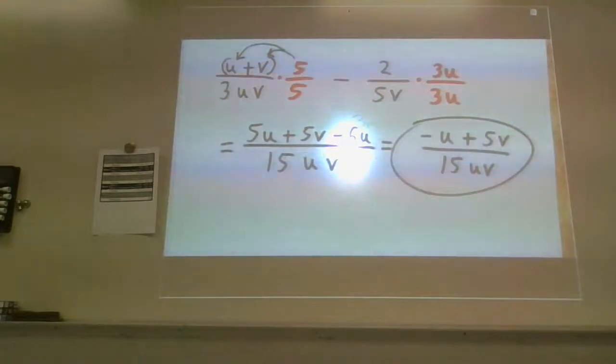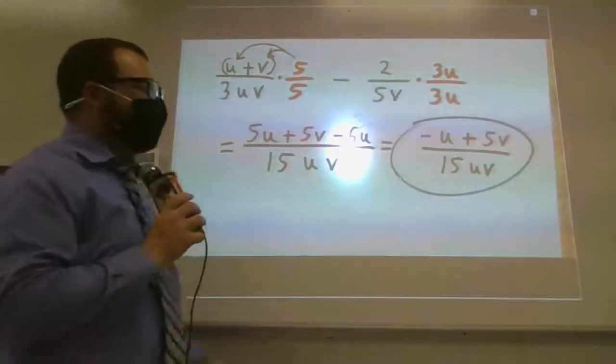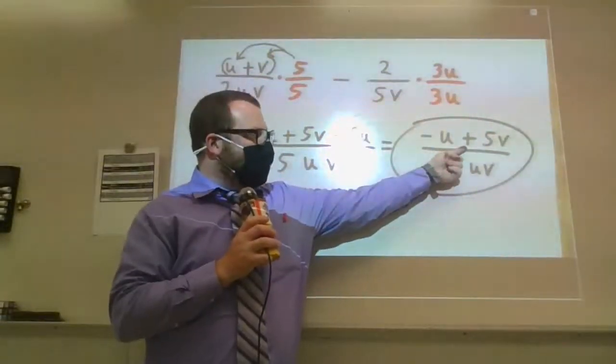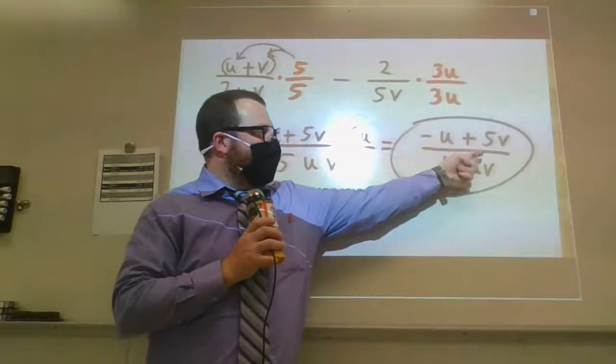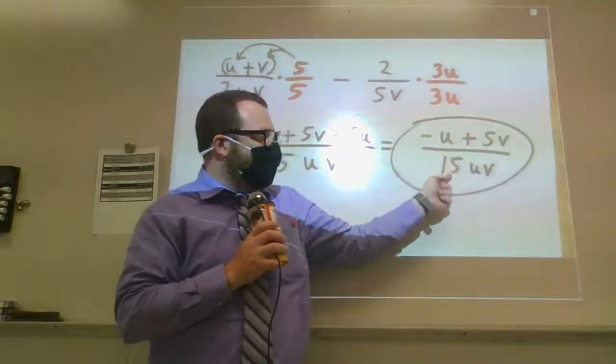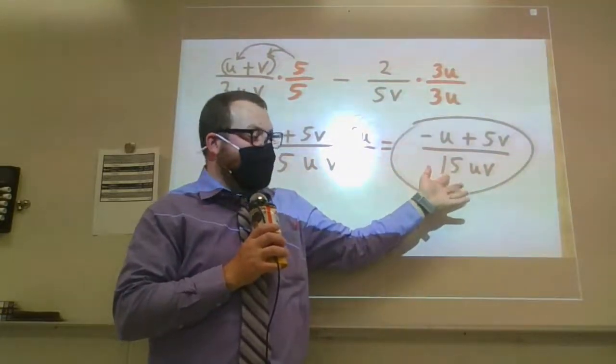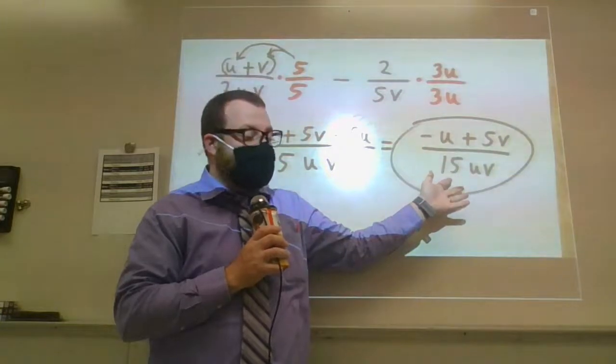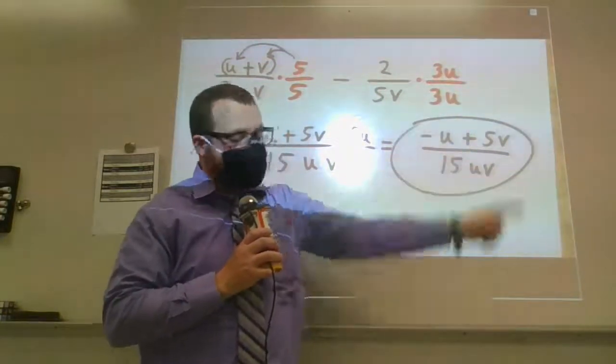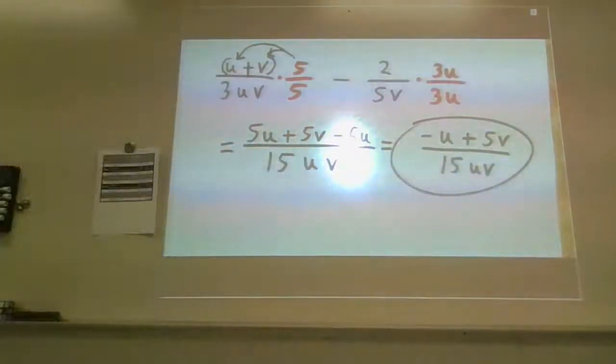One might ask, Mr. Markey, can't you just cancel out those v's? No, I can't cancel out those v's because that 5v is being separated by a plus sign. Mr. Markey, doesn't 5 over 15 reduce? Well, technically 5 over 15 reduces, but not in this case because of the plus sign. You can only simplify stuff like that if there is only multiplication or division separating the terms.